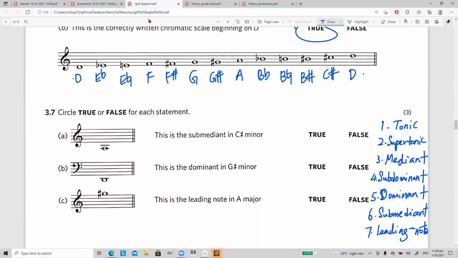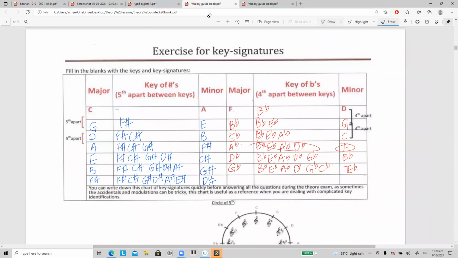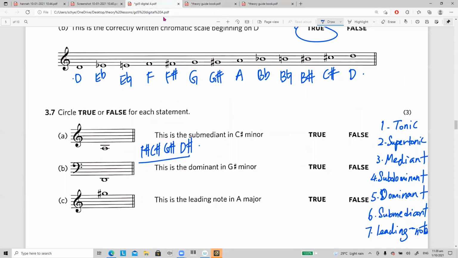Okay, so let's look at the first one. In C sharp minor, we have F sharp, C sharp, G sharp, and D sharp. We have 4 sharps. If you look at the chart, where is C sharp minor? I circle the C sharp minor, 4 sharps: F, C, G, D. And then the leading note is a B.